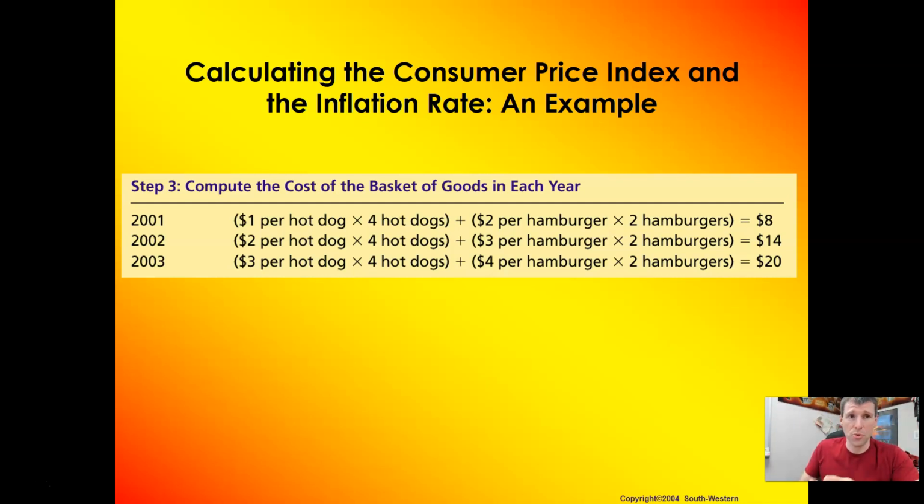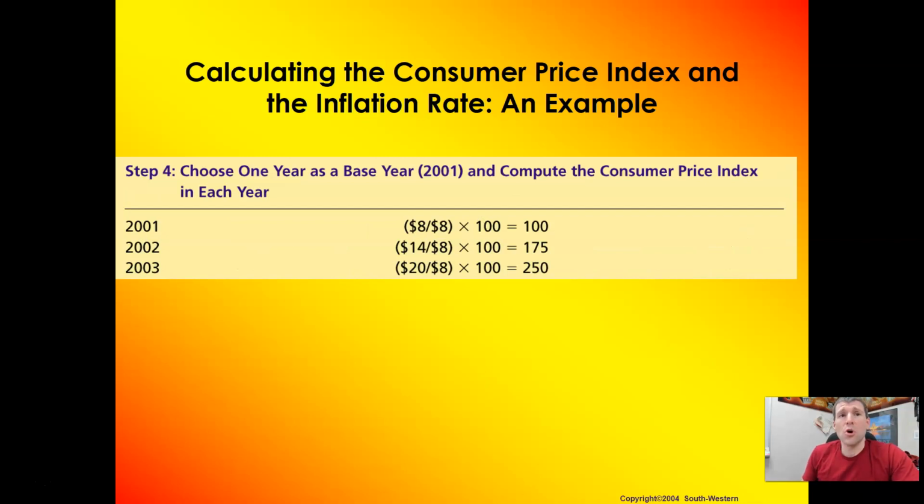In 2002, $2 per hot dog for 4, that was 8. $3 per hamburger for 2 hamburgers, that's 6. So you have a total market basket of 14. In 2003, $3 per hot dog for 4 hot dogs, that's $12, and then $4 per hamburger for 2 hamburgers, that's $8. So you have a total market basket in 2003 of $20. So we went from $8 to $14 to $20 for the exact same stuff at each step in each year. Now we need to figure out what the price indexes are for each year.